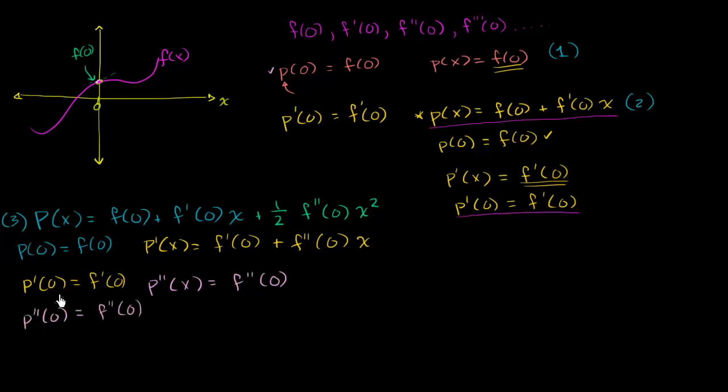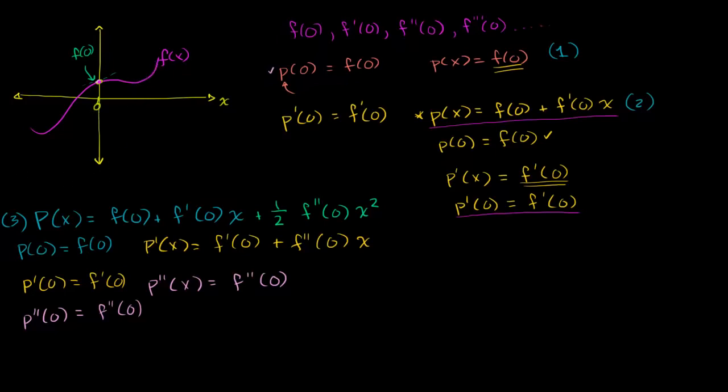So notice, by adding this term, now not only is our polynomial value the same thing as our function value at 0, its derivative at 0 is the same thing as the derivative of the function at 0, and its second derivative at 0 is the same thing as the second derivative of the function at 0. So we're getting pretty good at this, and you might guess that there's a pattern here. Every term we add will allow us to set up the situation so that the nth derivative of our approximation at 0 will be the same thing as the nth derivative of our function at 0.